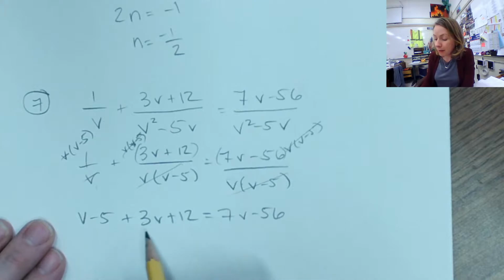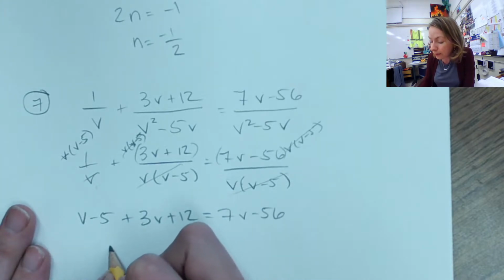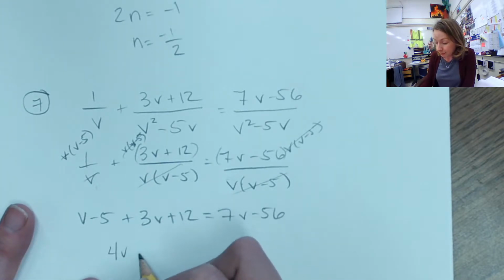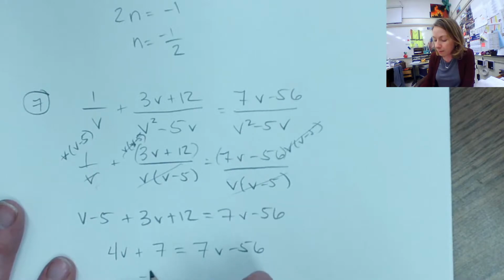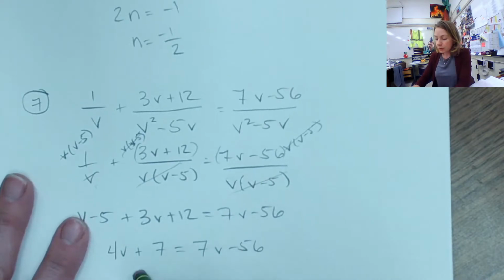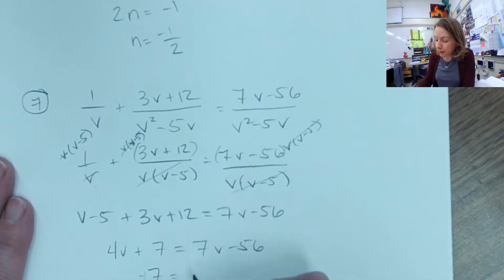So I'm going to combine like terms on the left. So I've got 4v plus 7 is equal to 7v minus 56. I'm going to subtract my 4v, and I get 7 equals 3v minus 56. I can add 56 to both sides.